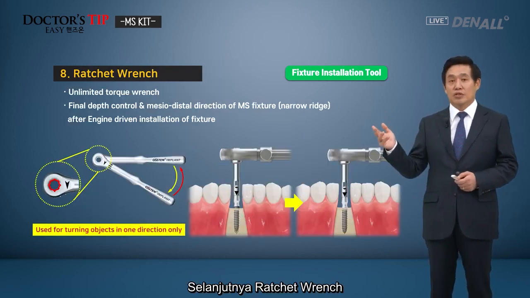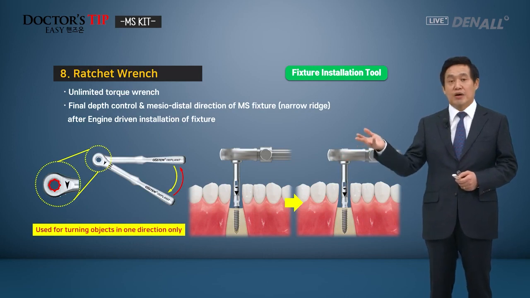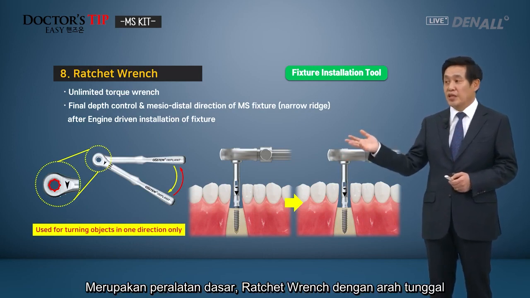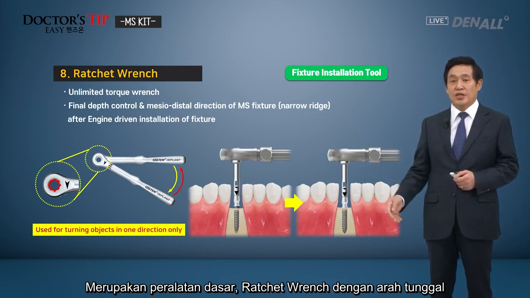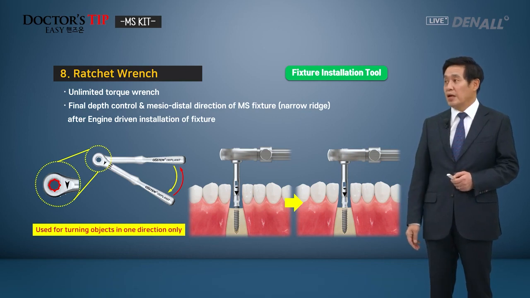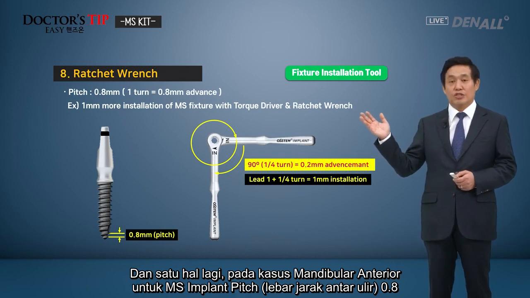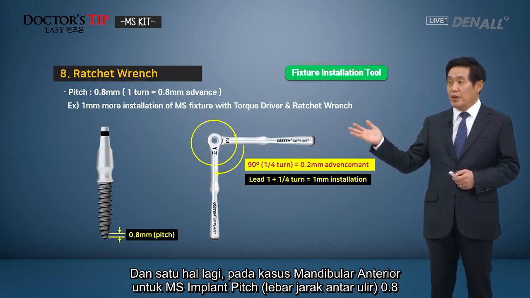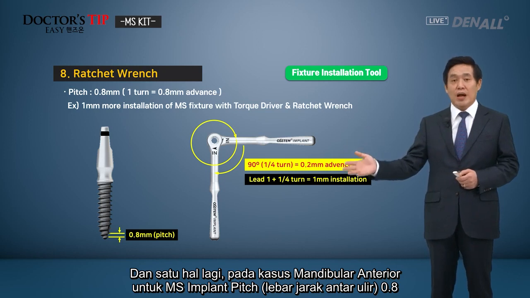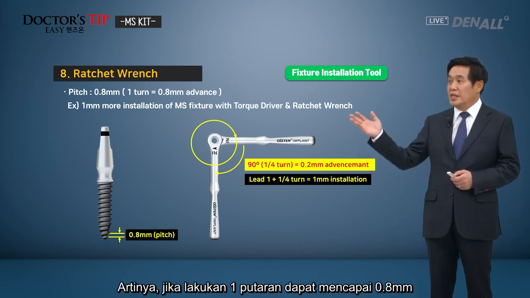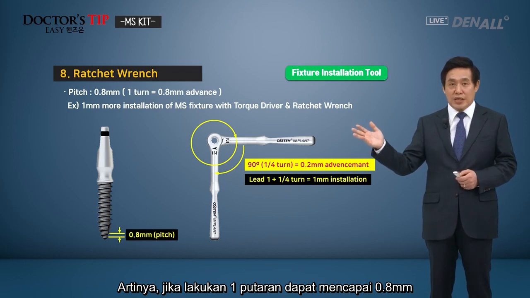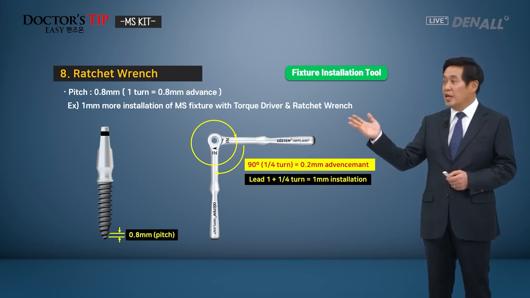Next is the ratchet wrench. This is a very basic tool that you would know, a one-directional ratchet wrench, and you can use it as a hand wrench. And one more thing I want to tell you is that in case of the mandibular anterior, for the MS implant, the pitch is 0.8. This means that with the hand wrench, if you do one turn, then about 0.8 implant advancement happens.